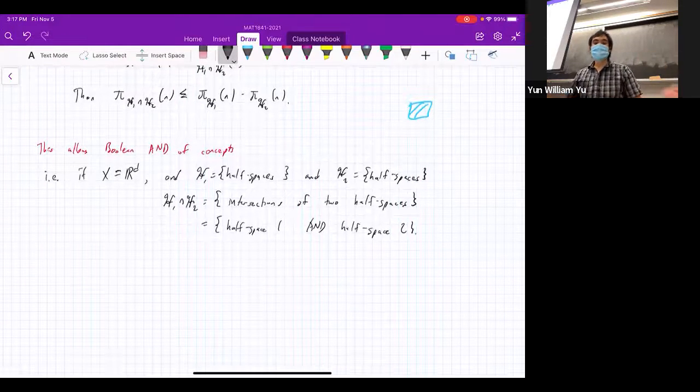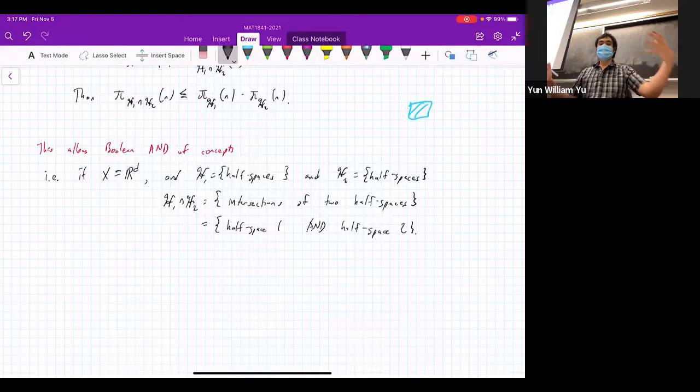And we can extend this to Boolean ANDs of many concepts. So clearly we're only doing the case where we have two different set systems, but you can do this for an arbitrarily finite number of different set systems, as well as arbitrary Boolean functions. So it doesn't just have to be AND, you can also have other functions of these Booleans.